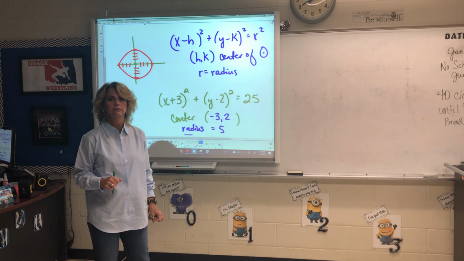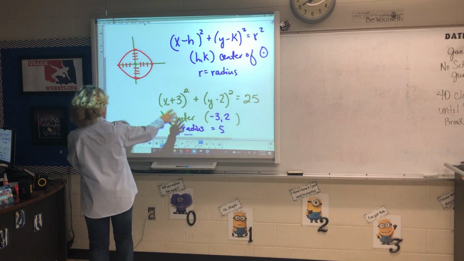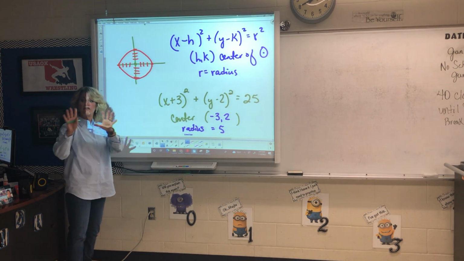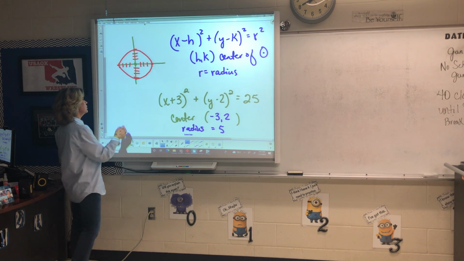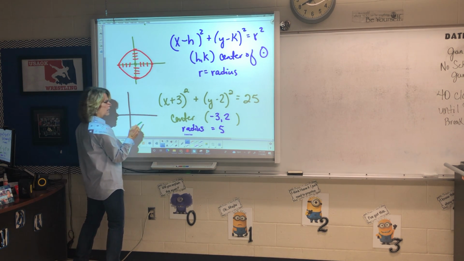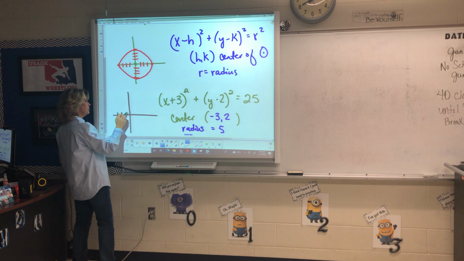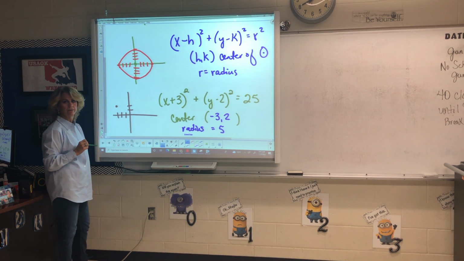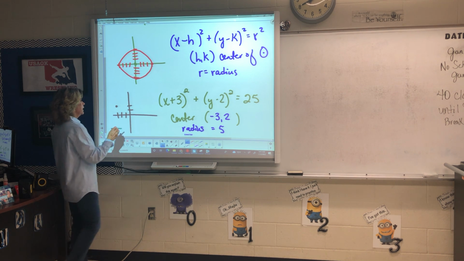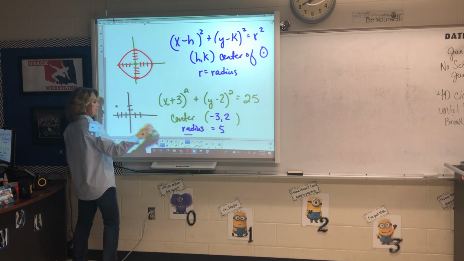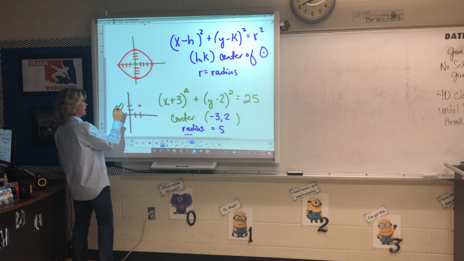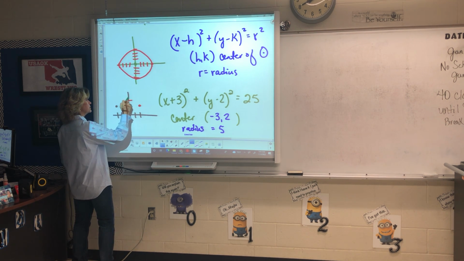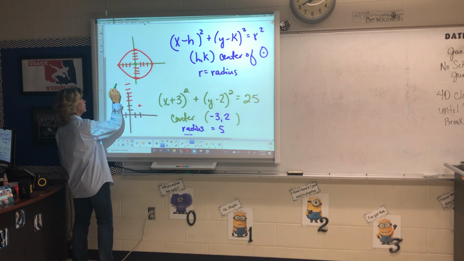So if I were going to graph this one by hand now, mind you, not on our calculators, here I am. I'm at -1, 2, 3, +1, 2. There's the center of my circle, yes? And there's 3, 4, 5. I would have a point here. And then 1, 2, 3, 4, 5. I'd have a point here.